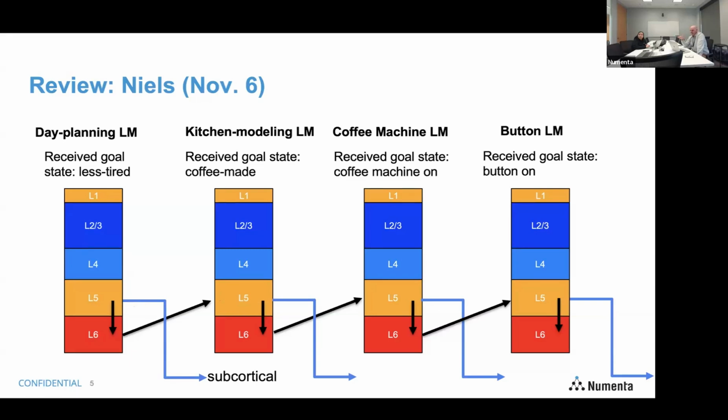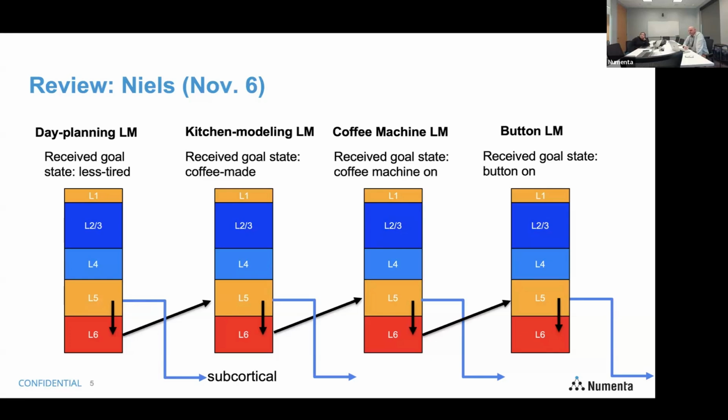And that's, you know, get that coffee machine on, or have that coffee machine be in the on state. And of course, that can get further broken down into get the coffee button on. And then an interesting and important part of this model is that you can always sort of dump off to subcortical control at any point.